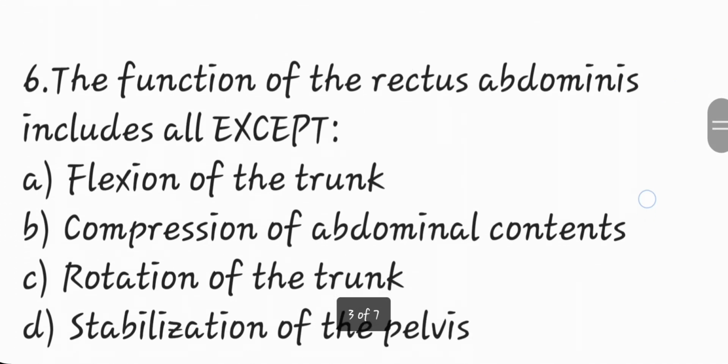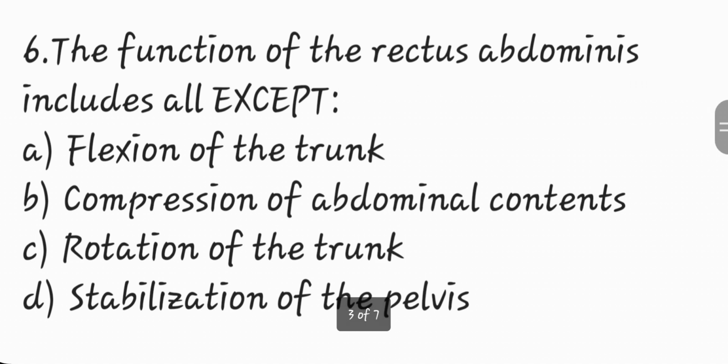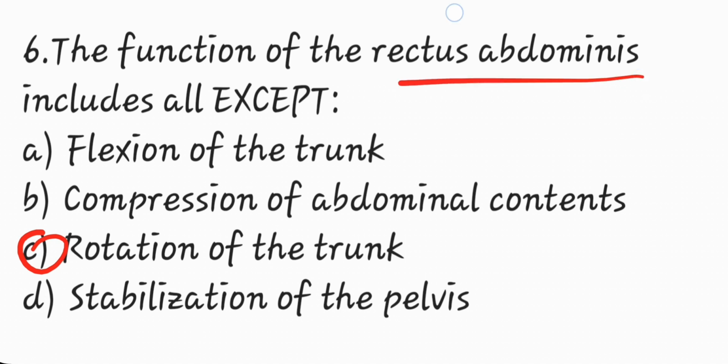Coming to the sixth question, the function of the rectus abdominis includes all except flexion of the trunk. Obviously, it is the main function of it. And compression of the abdominal contents: as it is present in the anterior abdominal wall, it will compress the abdominal contents. Rotation of the trunk, it's impossible for it to do. Stabilization of the pelvis. So this is the option. Rotation of the trunk is not done by the rectus abdominis muscle.